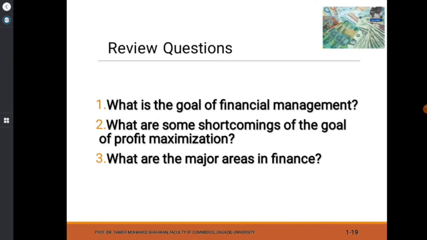These are the review questions. After you finish sections 1, 2, and 3, try to answer these questions, which will help you understand the topic. Question number 1, what is the goal of financial management? Question number 2, what are some shortcomings of the goal of profit maximization? And finally, what are the major areas in finance?